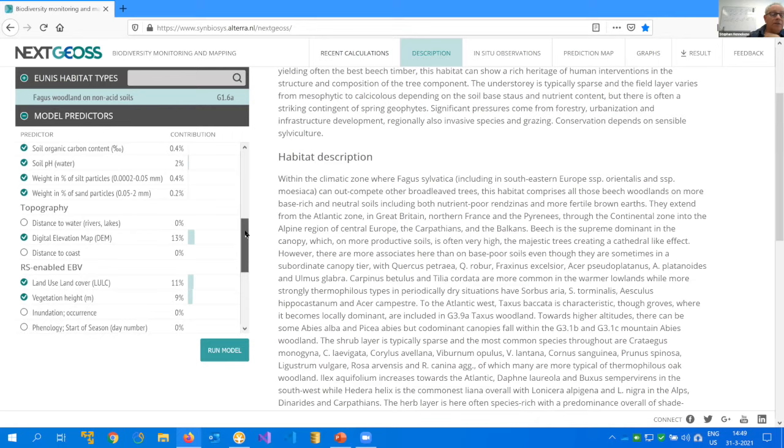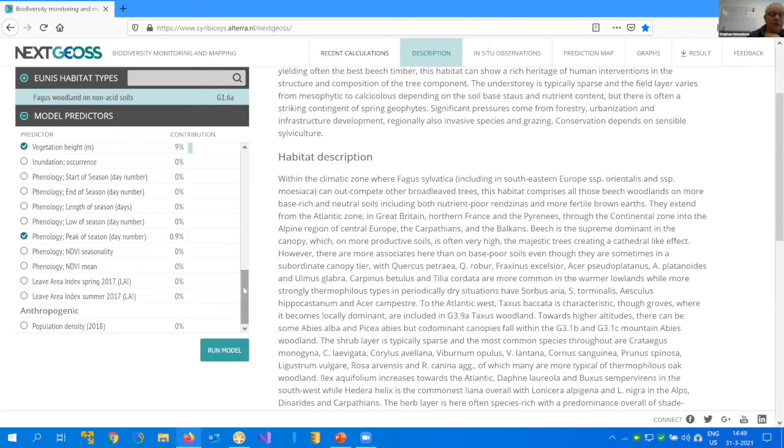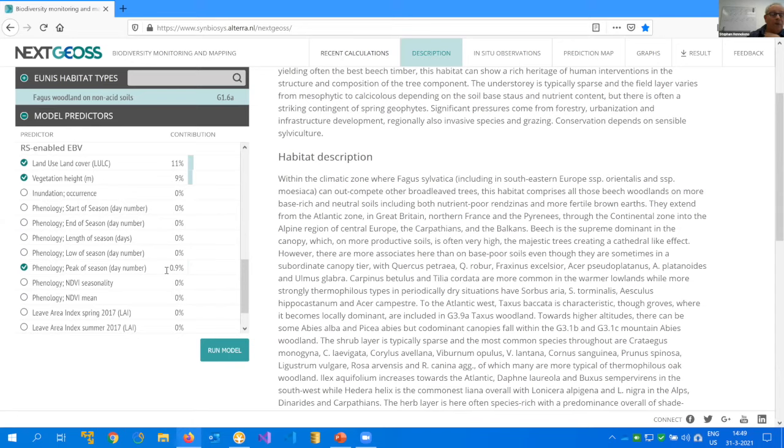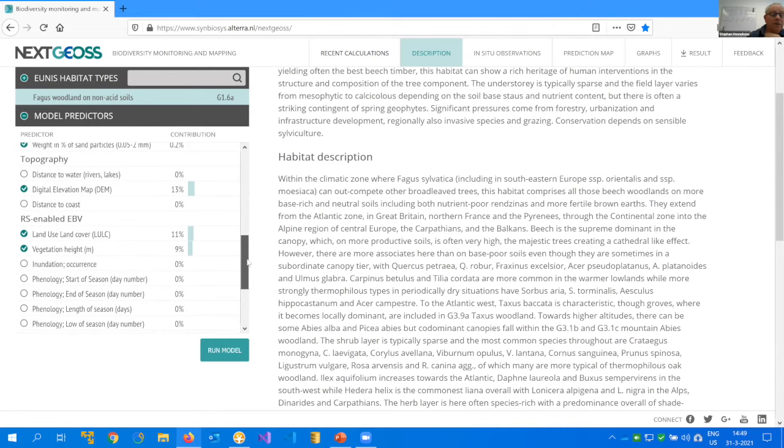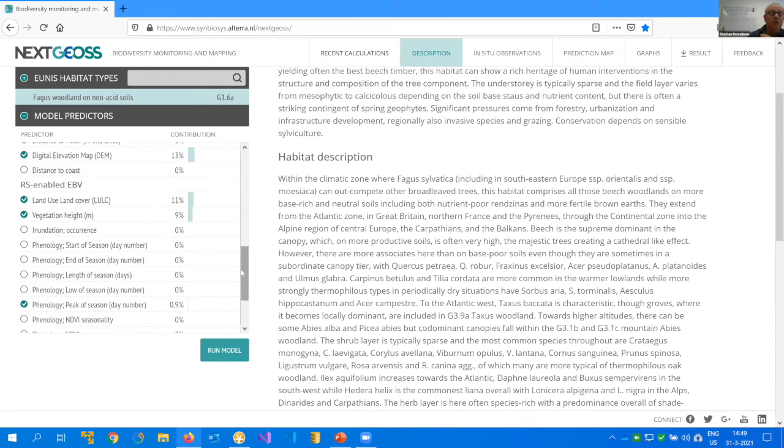And here you can see that vegetation height 9% is not too bad, land use 11%, and phenology 0.9%. So in terms of contribution, the contribution of the EBV is not too bad actually, but in most cases it's much lower. But as I have shown in the demo in the PowerPoint presentation, the difference between using EBVs and not using EBVs is quite striking.